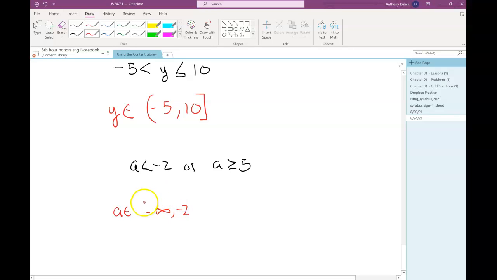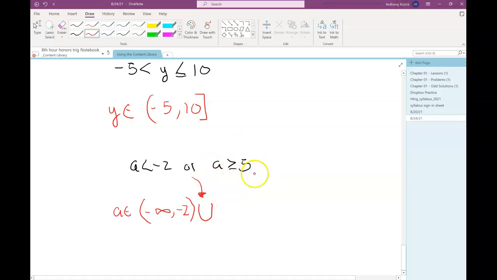-2. And the infinity always gets a parenthesis. The -2 should get parenthesis. And then the symbol that we're going to use to connect these two inequalities is going to be the union symbol. So that looks like a capital U with no tail on it. It just means or in the language of sets. So it's a symbol we use to relate two sets together. It just means could be from this set or it could be from that set.